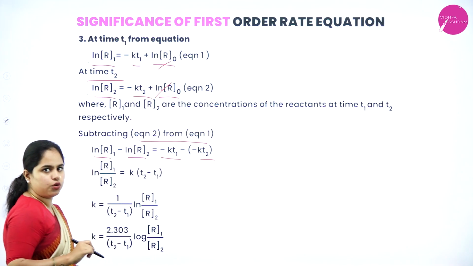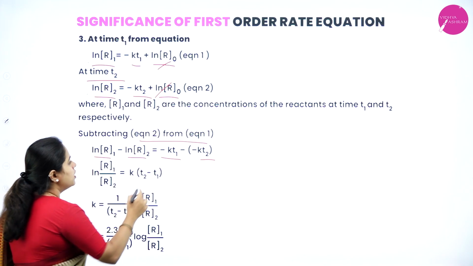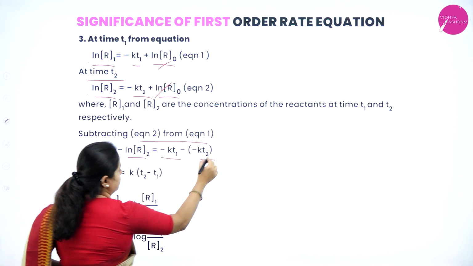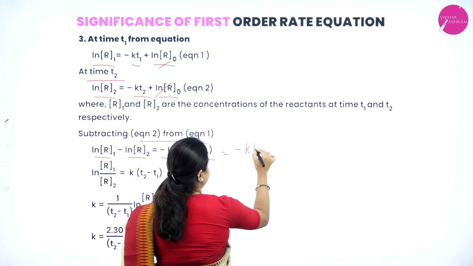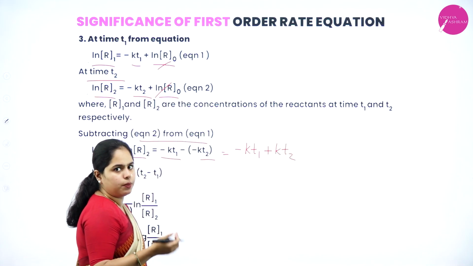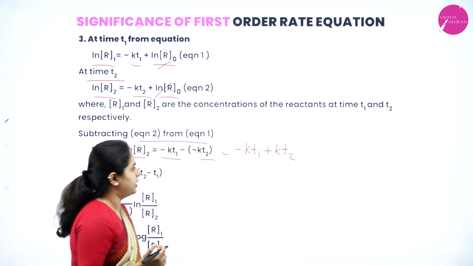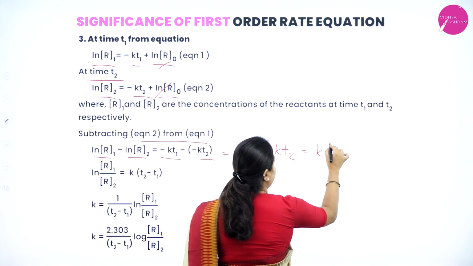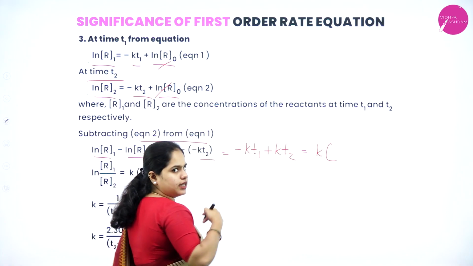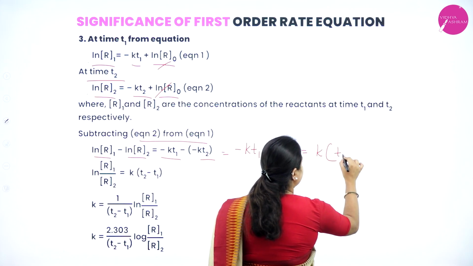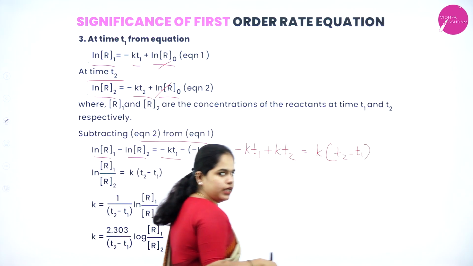Alright, so the equation becomes minus k t1 minus of minus k t2. It is minus k t2 here, so two minuses will be there. Minus into minus is plus. So this is minus k t1 plus k t2. So k is common in both, so I can write it as k into t2 minus t1. It is t2 here and it is minus t1 here.